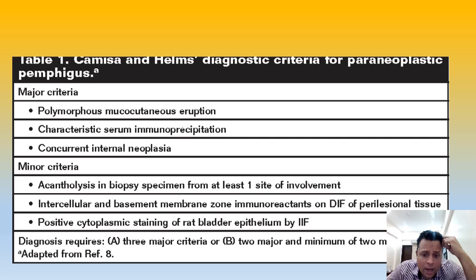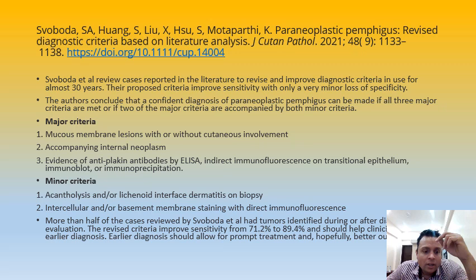Minor criteria: you are seeing acantholysis, at least in one biopsy sample from at least one site of involvement. So acantholysis is a minor criterion. Intercellular and basement membrane zone immunoreactant, I told you it is dual immunofluorescence. We are getting dual immunofluorescence, which is a minor criterion.